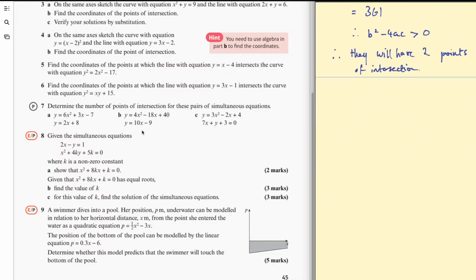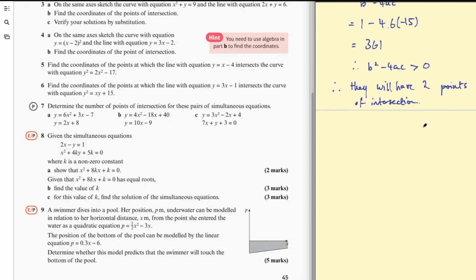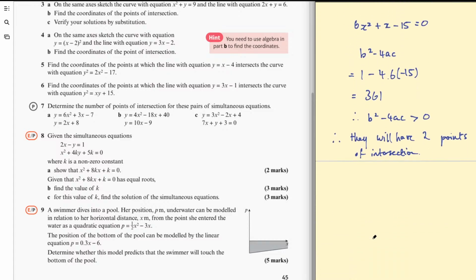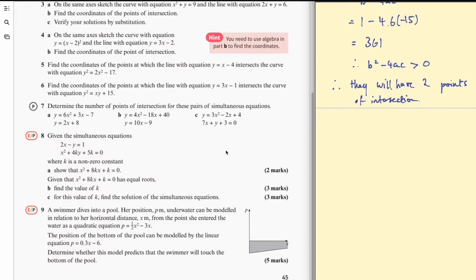And yeah, the next two will be similar to that. Basically, start off algebraically, get your quadratic in terms of x. Sometimes it might be in terms of y, either way. And then find your discriminant to see how many points of intersection there will be. Okay, moving on to question 8 then.